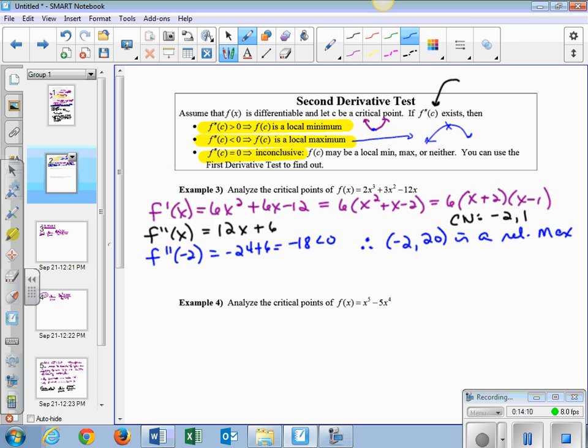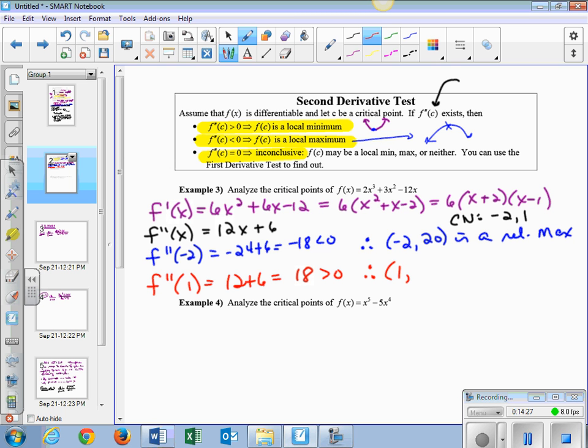Okay, now let's do the same thing for the next one. I'm going to do my second derivative at 1. I'm going to get 12 plus 6, which is 18, which is greater than 0. So I know my function is going to be concave up, so my critical number is going to be down at the bottom of that.